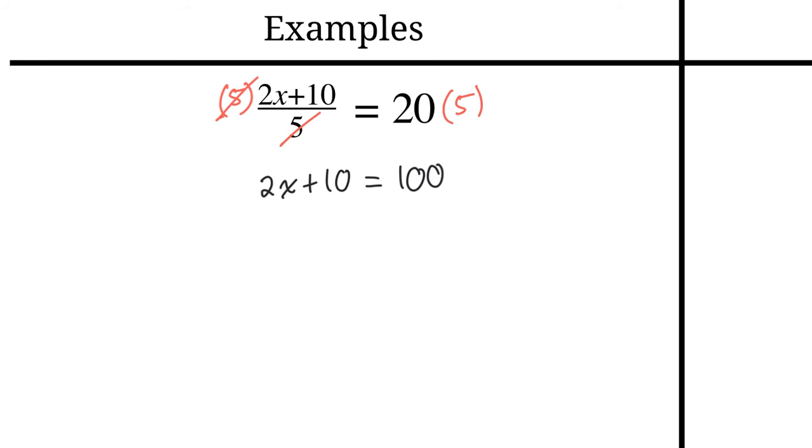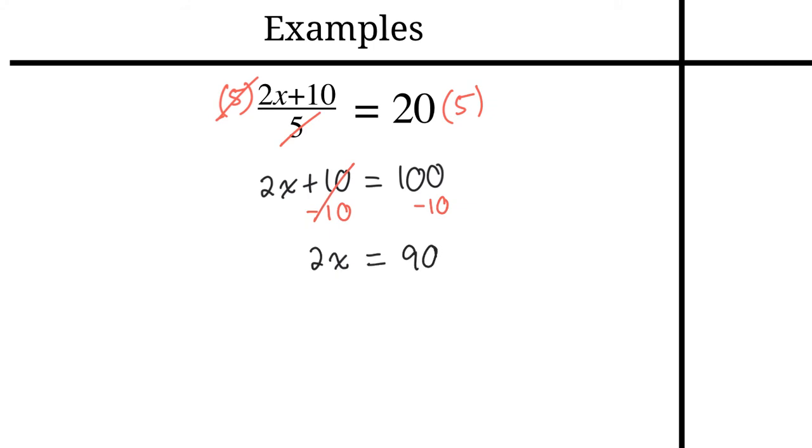So now let's focus on the left side of our equation. We have 2x plus 10. We can't do anything with this 2x yet because we've got to get rid of this plus 10. So to get rid of plus 10, we need to subtract 10 from both sides of the equation. And when we subtract 10 from both sides of the equation, we're left with 2x equals 90.